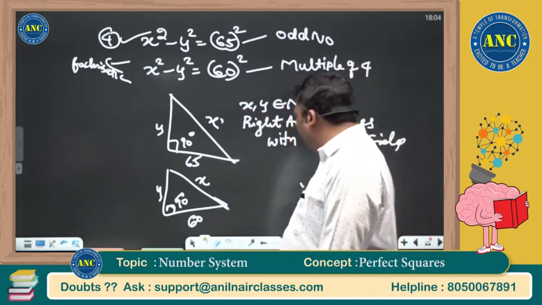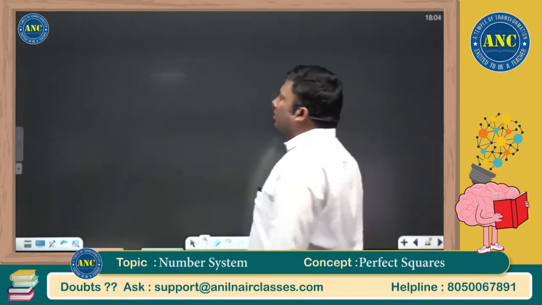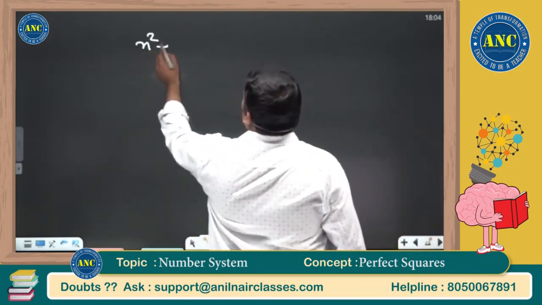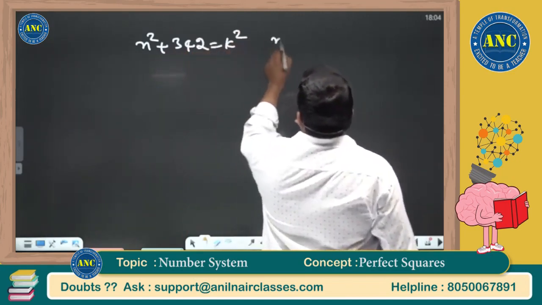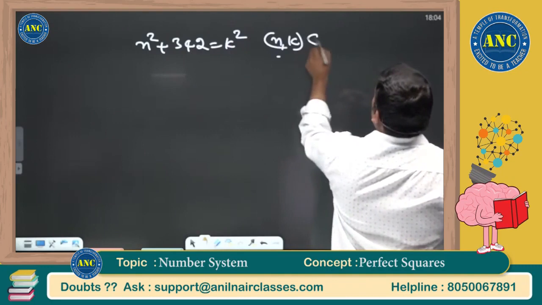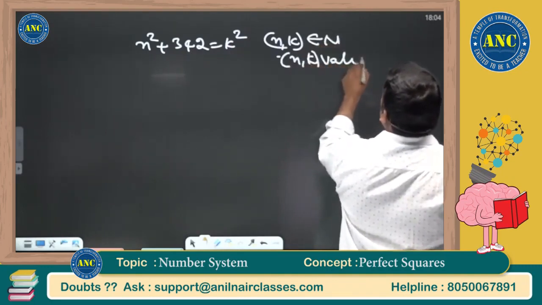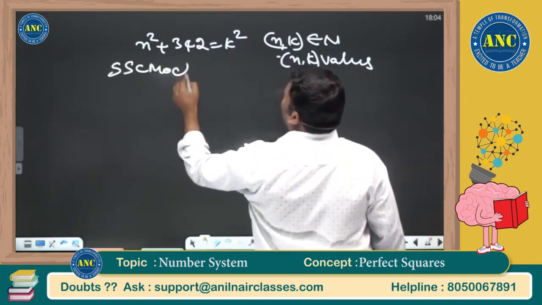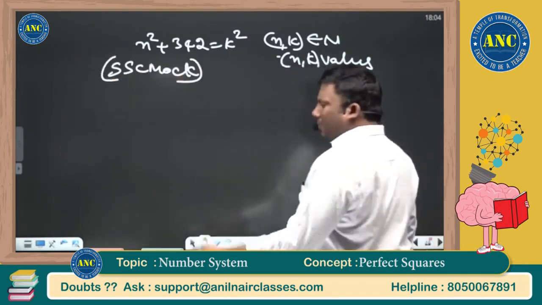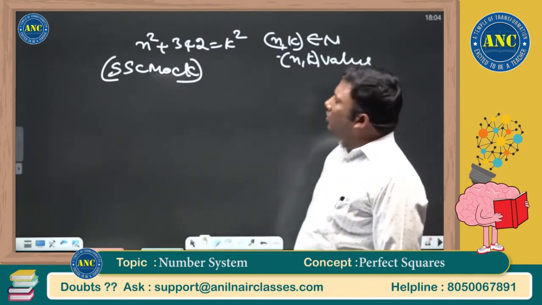A student who is preparing for SSC mains asks, sir, is there any better method to solve this question? n square plus 342 equivalent to k square. n and k are natural numbers. How many values of n, k will satisfy? He is attempting an SSC mock question from one of the test papers. I don't know which paper it is. n square plus 342 equivalent to k square.